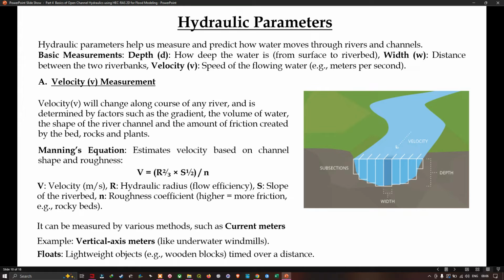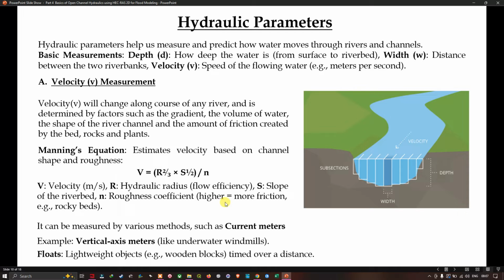Usually we use Manning's equation to estimate the velocity based on the channel shape and roughness. It is given by this formula: V equals R to the power of 2/3 multiplied by S to the power of 1/2, divided by n. V indicates the velocity in meters per second, R indicates the hydraulic radius, the flow efficiency, S indicates the slope of the riverbed, and n indicates the roughness coefficient. The higher the n value, the more friction there is, for example, rocky beds.